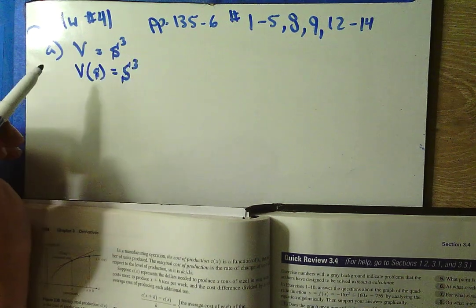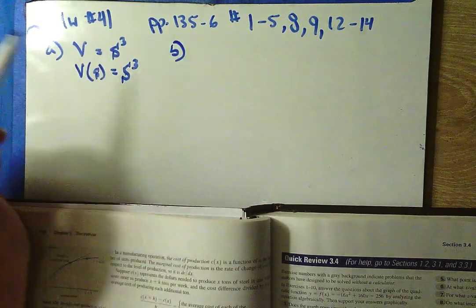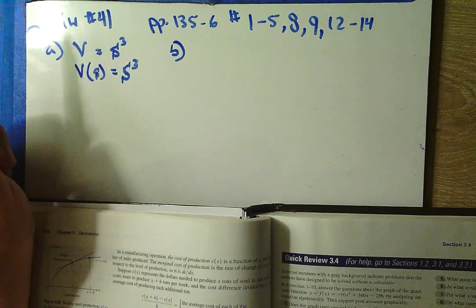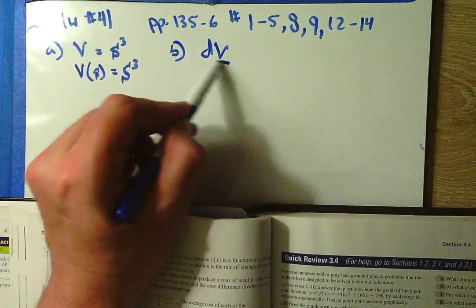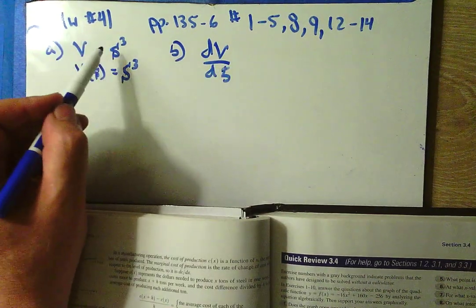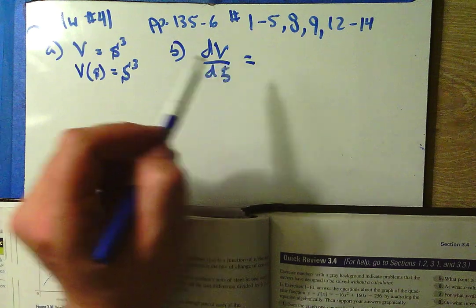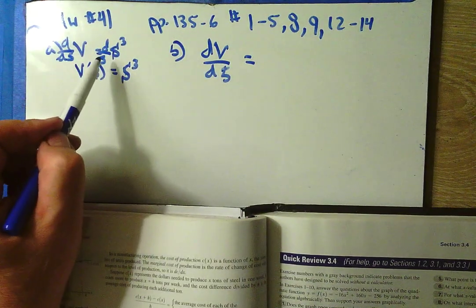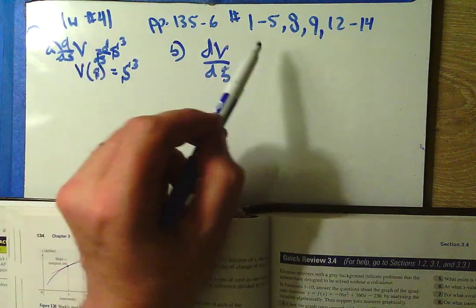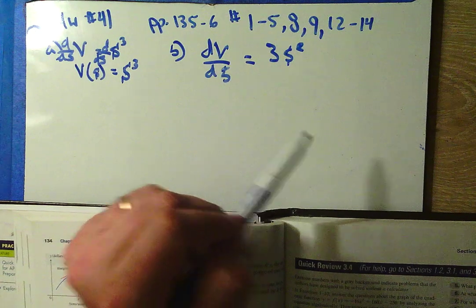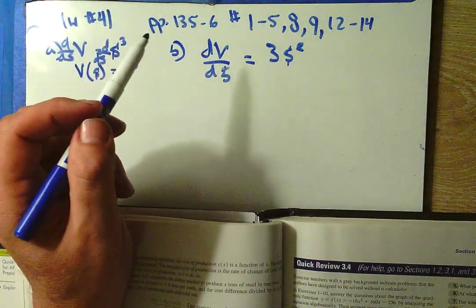Part B. Part B says, find the instantaneous rate of change in volume with respect to side length. So we want dV/ds. dV/ds. Well, that just means taking the derivative of this relationship. When I take the derivative of both sides, I'm going to have 3s squared. So there's the instantaneous rate of change.